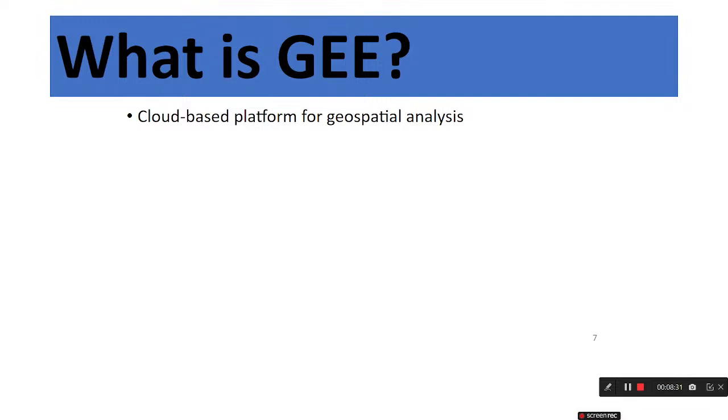software. Such as when you want to work with ArcMap, you need to download the ArcMap software. When you want to work with QGIS, you need to download the QGIS software. But when you want to work with the Google Earth Engine platform, you don't need to download any types of software because it's a totally cloud-based platform.